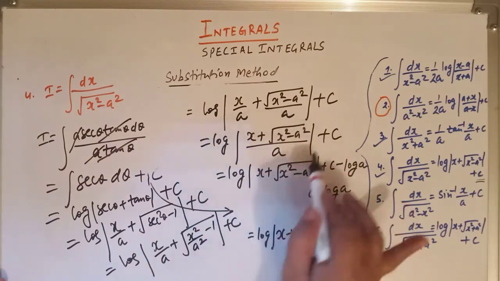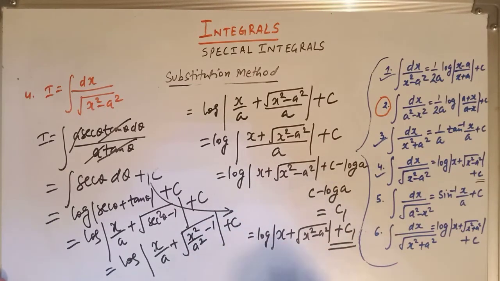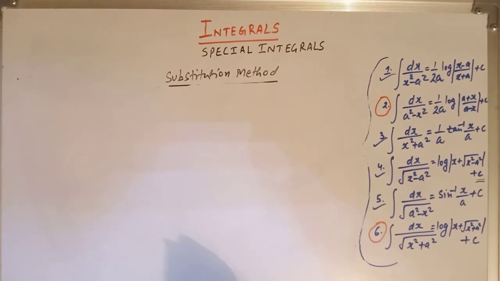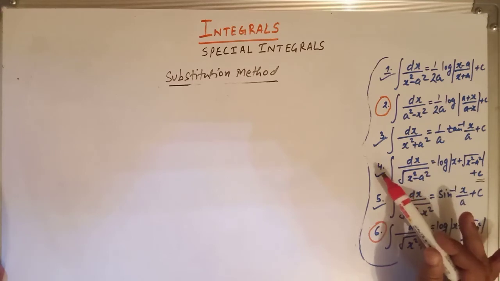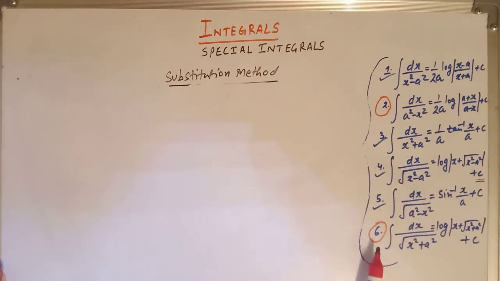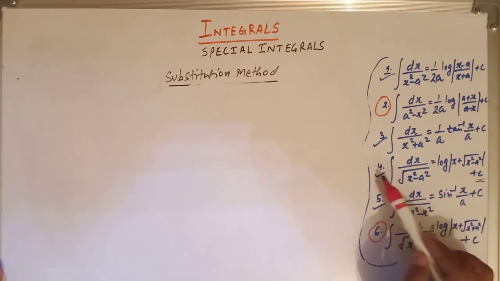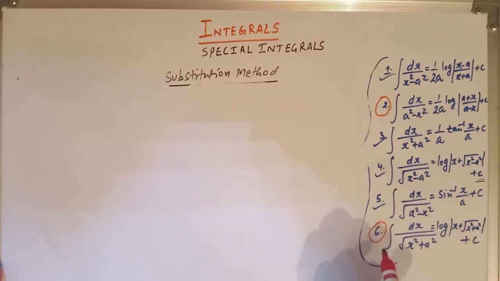Clear? And here we have applied the property of log, that is log of m divided by n can be written as log of m minus log of n. Clear? Now the process for deriving integral 6 is the same as integral 4, so I leave this problem for you as an exercise.